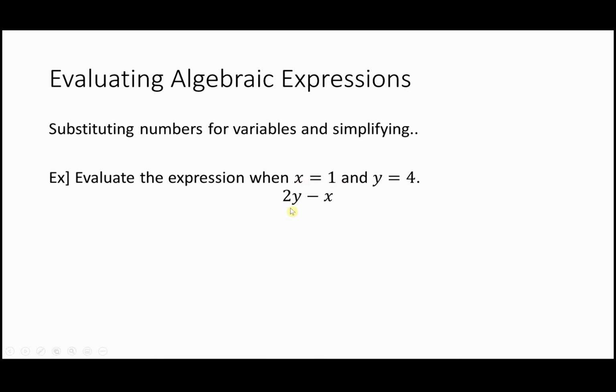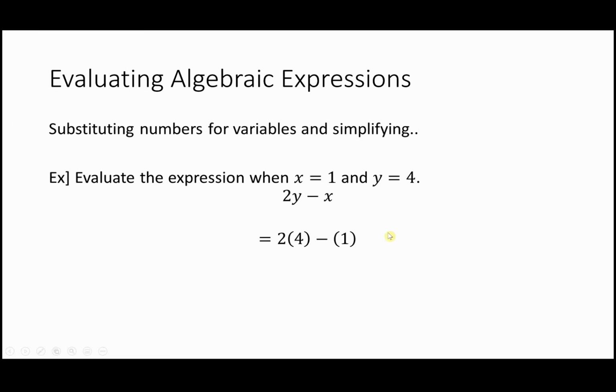Now, when it is set equal to a number and you're asked to evaluate an expression using those particular values, you plug in those values. So here we go. The expression in question was 2y minus x, so it's said in the prompt to evaluate this expression when x equals 1, so plug in a 1 in the x position, and then y equals 4. So again, plug in a 4 in the y position.